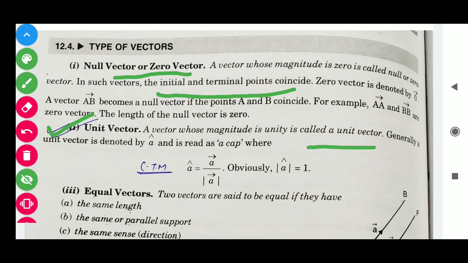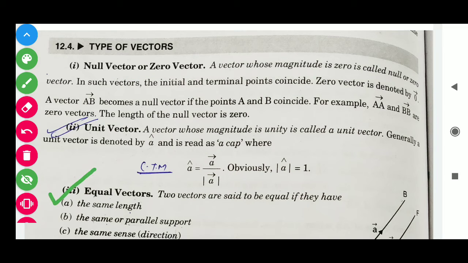That means if we find the length of a vector and it becomes only 1, then this is called the unit vector. Generally, it is denoted by A cap is equal to A vector over magnitude of A vector. This is very important. So commit to memory. And third one is the equal vectors.